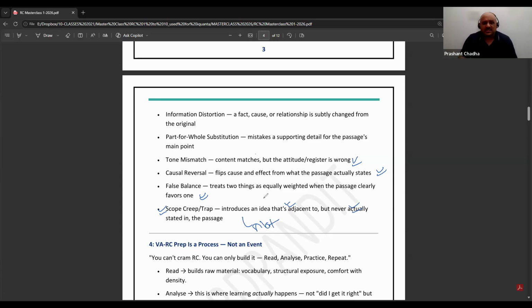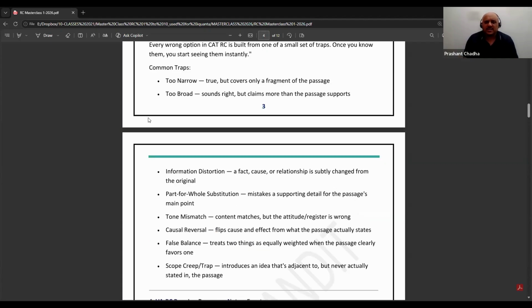So the major ones that you really, really have to be careful of, and the ones which will really decide your prep, are the ones which are too narrow, too broad, where you change the scope, where you introduce new ideas into the passage. So you've just gone to adjacent ideas, you've distorted the information, you've got a partially correct answer, you've got a tone mismatch, right? These are pretty common, and these are things that you've got to be careful about. So this is another part of your VARC prep that you have to take care of.